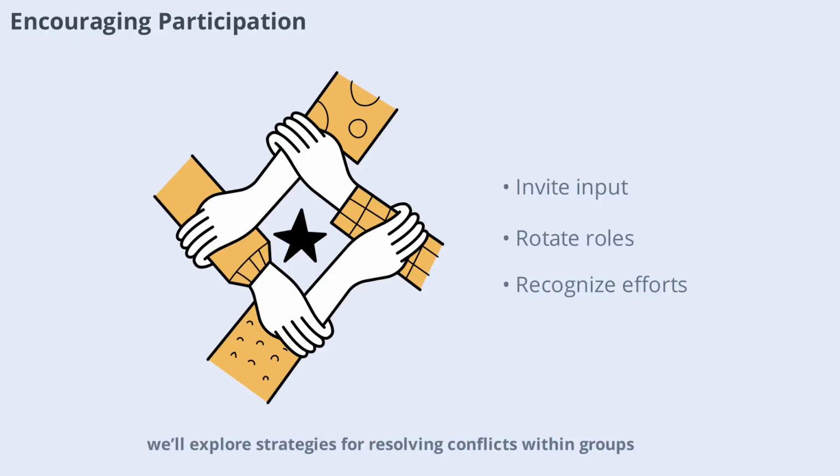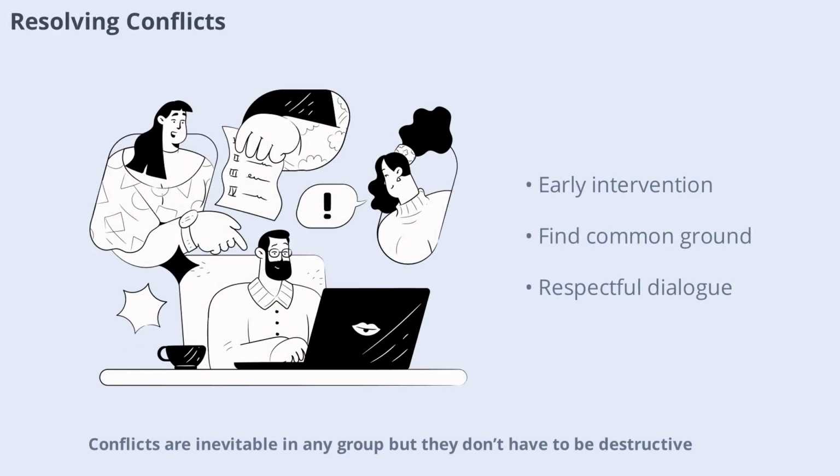Next, we'll explore strategies for resolving conflicts within groups. Conflicts are inevitable in any group, but they don't have to be destructive. The key is to address disagreements early and constructively. Leaders can mediate by listening to all sides, finding common ground, and encouraging compromise. It's also important to focus on the issue, not the person, and to maintain a respectful tone. By handling conflicts effectively, groups can strengthen their relationships and learn from the experience.